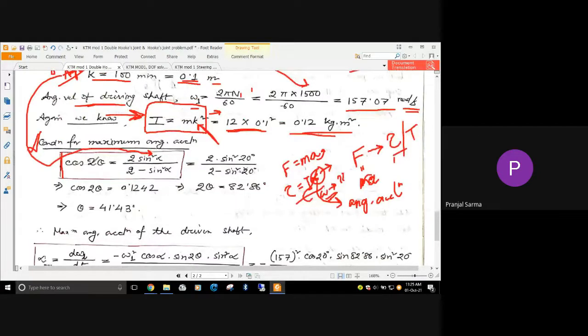So now, using this relationship, that is cos 2 theta equal to sin² alpha divided by 2 minus sin² alpha, with alpha equal to 20 degrees, we are just putting that value. So what we have obtained, cos 2 theta equal to 0.1242. So from here, taking cos inverse, 2 theta equal to 82.86 degrees. So theta equal to 41.43 degrees. Okay, so theta, the angle turned by the driving shaft, is obtained.